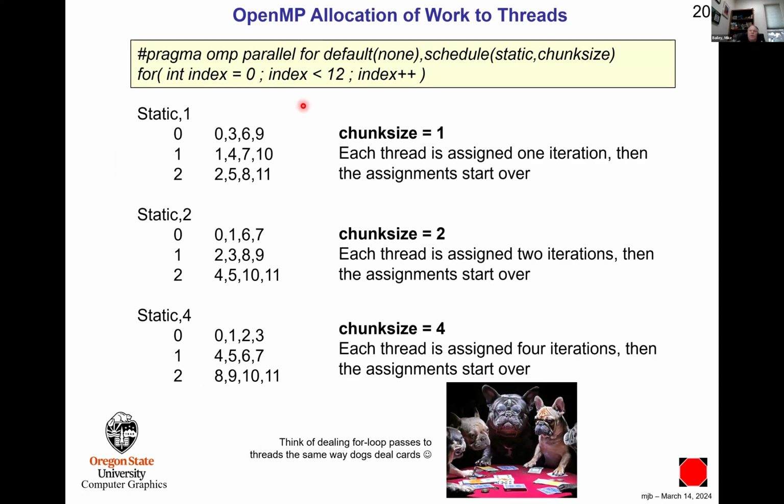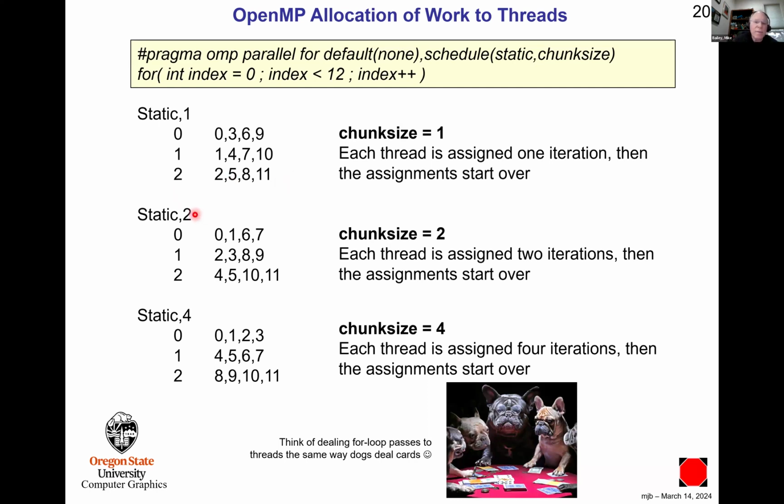And so let's say we had 12 for loop passes and we had 3 threads, contrived example. Okay, if I say static comma 1, that means I'm going to deal 1 for loop pass to thread 0, 1 to thread 1, 1 to thread 2, then this one to thread 0, and so on. And the advantage of that is if, say, the lower for loop passes are expected to run quicker than the upper ones, then this spreads it out. Okay, this gives each thread some lower ones and some upper ones.